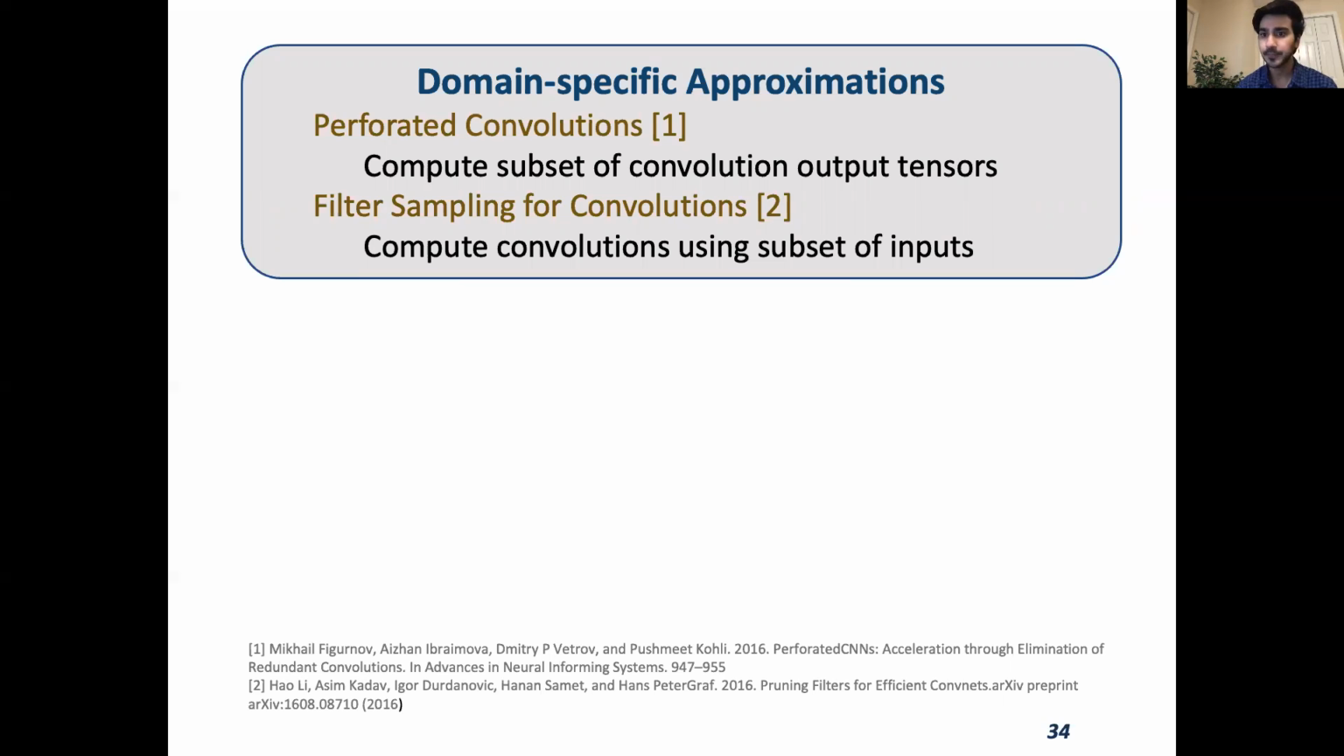The first is perforated convolutions, which is an approximation where a subset of the convolution outputs are computed and the rest are interpolated. Filter sampling is a variant of convolution that is computed using a subset of the input and the filter values. Both of these are existing techniques proposed in prior research. In our work, we redesigned these and developed efficient implementations for GPUs.